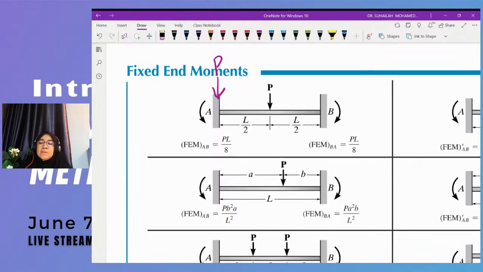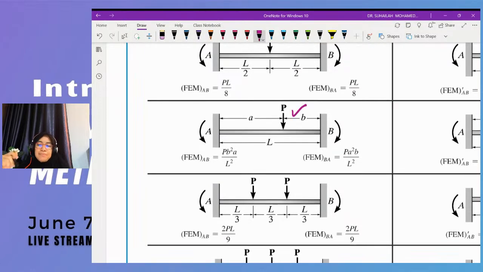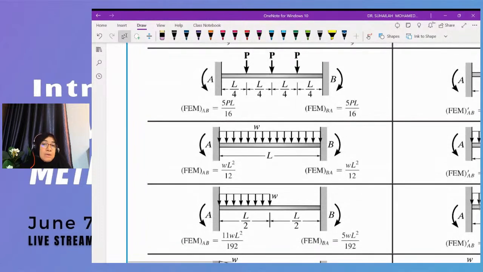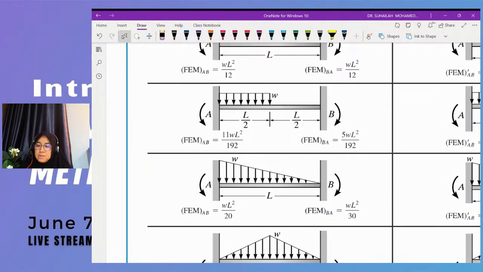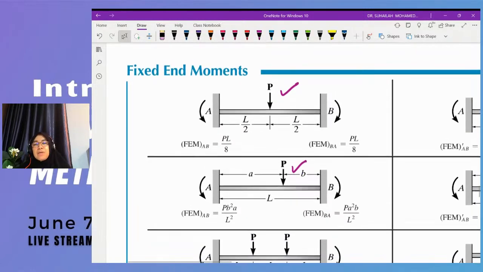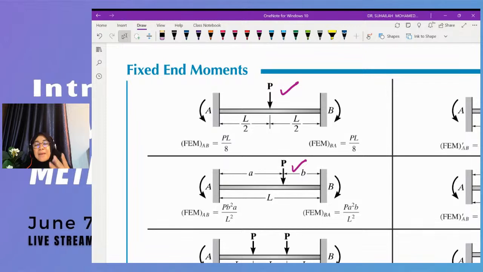For fixed end moment, we only consider loading on top of the member, whether it is at the center of the beam or anywhere on the beam, or along the beam, or this type, the triangular load. So normally you have to remember four types of fixed end moment. This is number one.